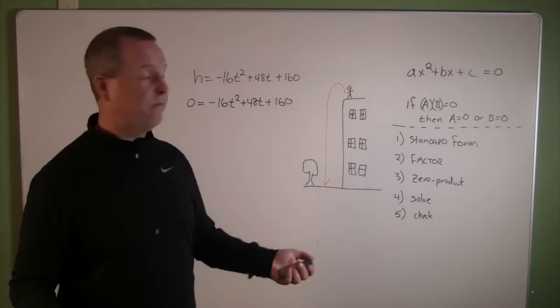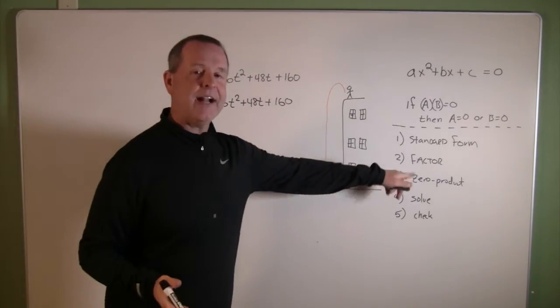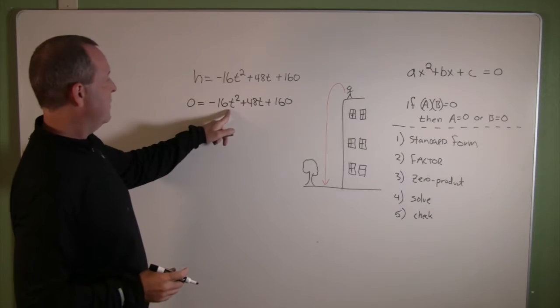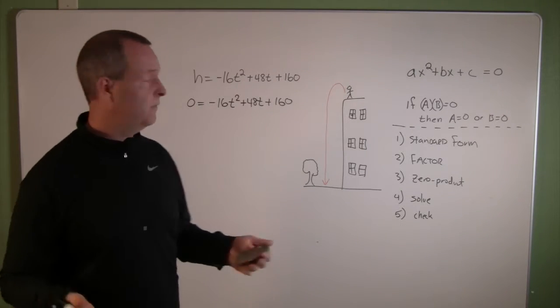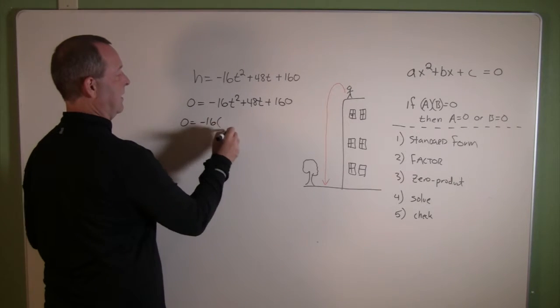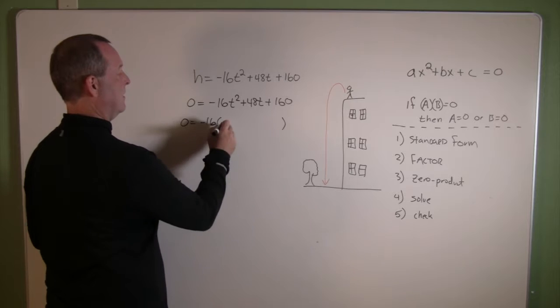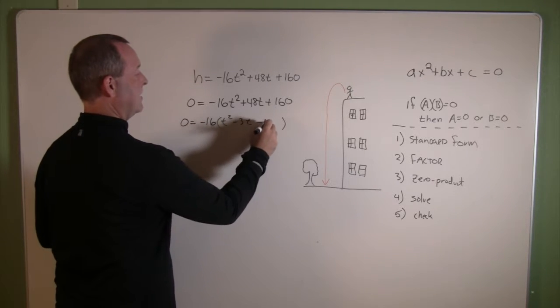I have a standard form of quadratic. My variable is t, so let's factor this out. Well, the first thing I notice is that I can factor out a term first. So let's factor out a negative 16. And then what's left? t squared minus 3t minus 10.